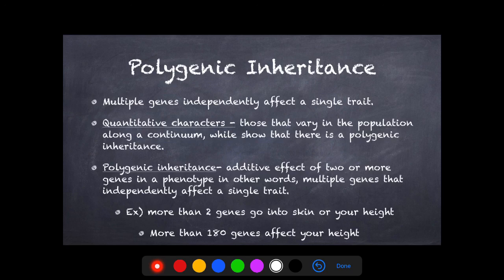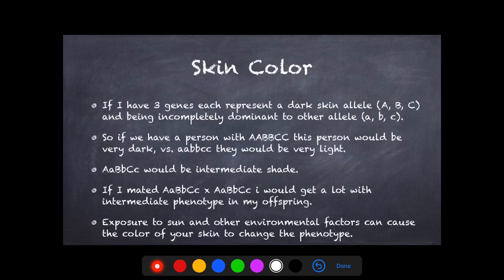So for example, you have more than 2 genes that go into determining your skin color. You have more than 2 genes that go into determining your height. Actually, you have more than 180 genes that affect your height, okay? So that's why sometimes you could have your dad super tall, mom super short, and you're somewhere in the middle, or you could be taller than your dad or shorter than your mom, so there's multiple things that go into that. Same thing with your skin color. You could have a blend of your parents' skin color, or maybe more like your mom, more like your dad, and that's because there's so many genes that go into these phenotypes that you can express.